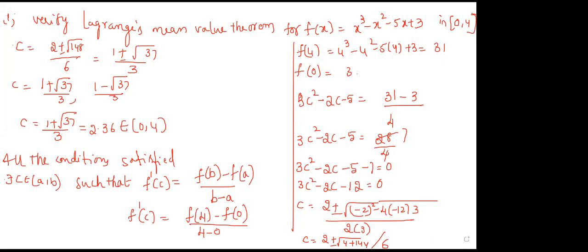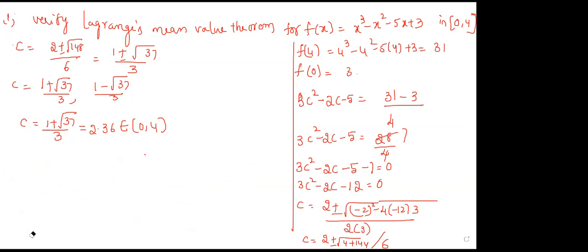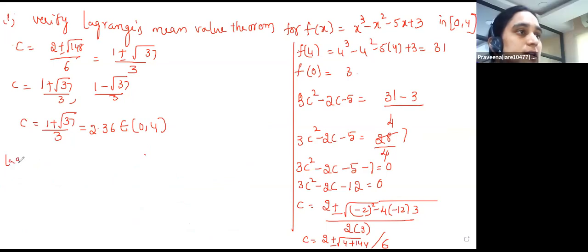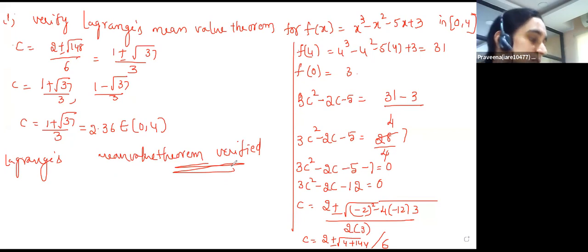Okay. Therefore, Lagrange's mean value theorem verified. What about c value here? 2.36. Complete aithe cheppandi, tell me when you finish. I will continue the next question.